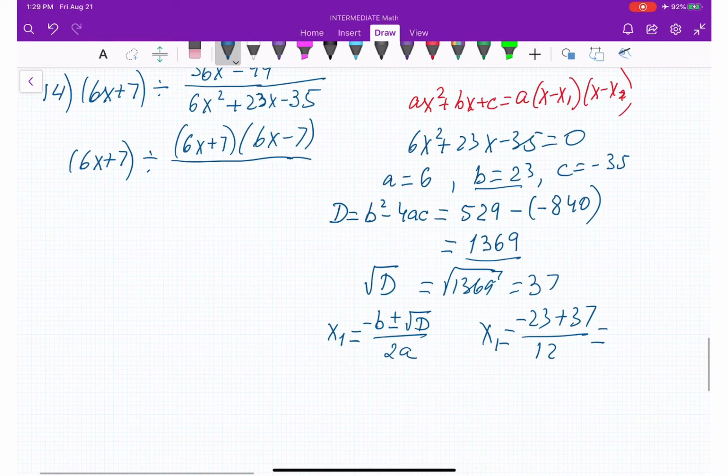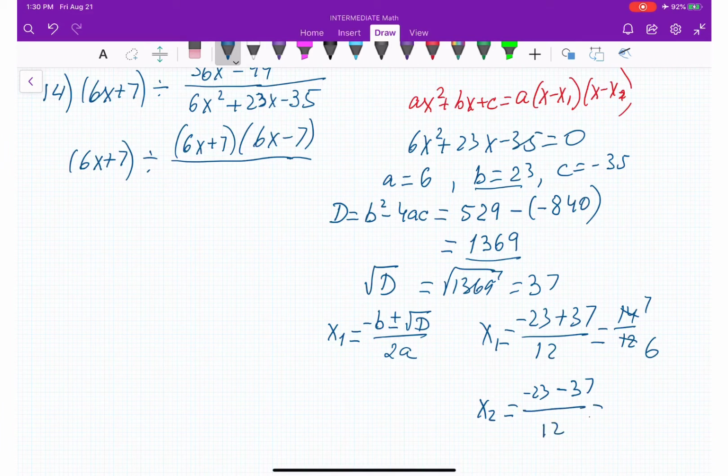This is going to be equal 37 minus 23, equal 14. So it's going to be 14 over 12. Divide by 2, we are getting 7 over 6. And x2 is going to be equal negative 23 minus 37, which we are going to add anyway. It's just going to be negative 60 over 12. It's going to be negative 5.